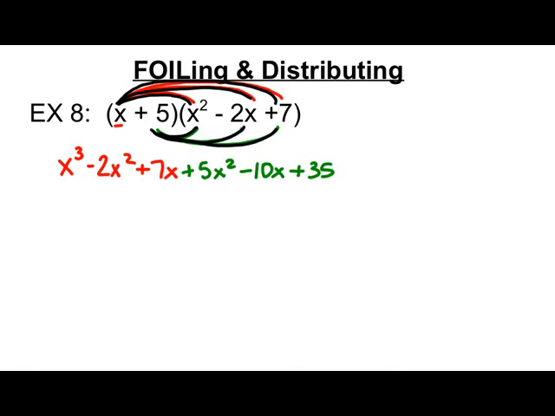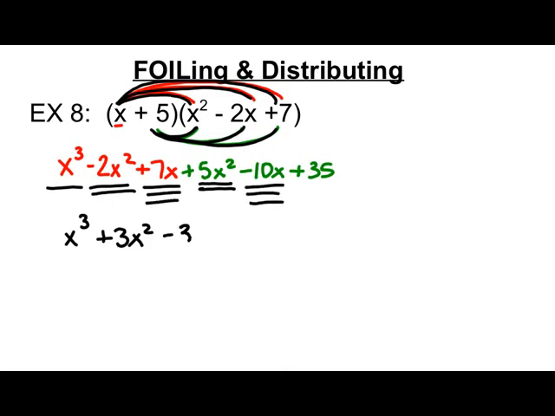So now my last step is to combine like terms. So I look at my problem, and my largest degree is a third. So I'm going to list that first. So 1x cubed. Then I'm going to combine all my x squareds. Negative 2x squared plus 5x squared is positive 3x squared. After my x squareds, then I'm going to do my x's. So 7x minus 10x is negative 3x. And lastly, I do my constant, which is a plus 35.